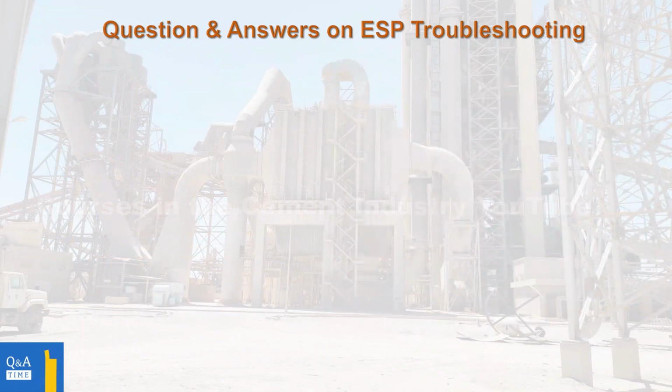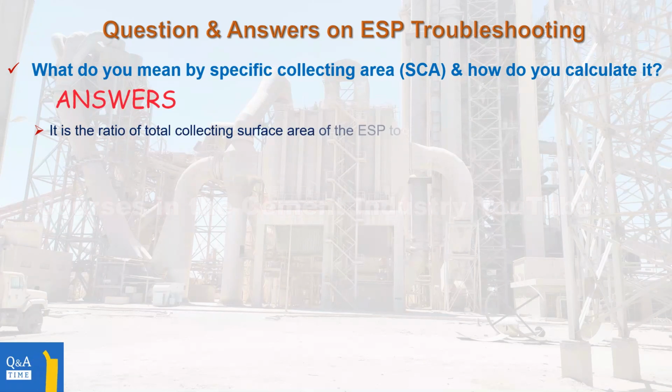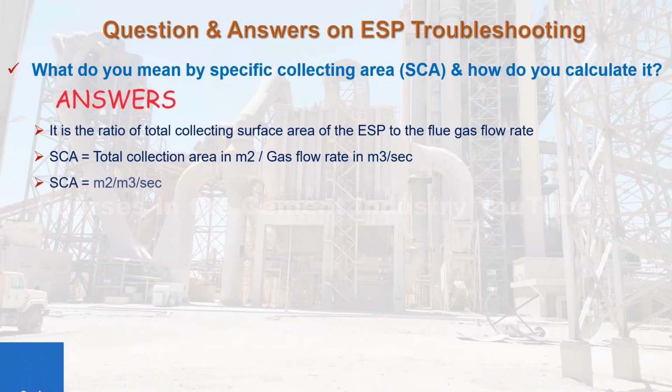Question 20. What do you mean by specific collecting area, SCA, and how do you calculate it? Answer. It is the ratio of the total collecting surface area of the electrostatic precipitator to the flue gas flow rate. SCA equals total collection area in square meters over gas flow rate in cubic meters per second. SCA is expressed in square meters per cubic meter per second.